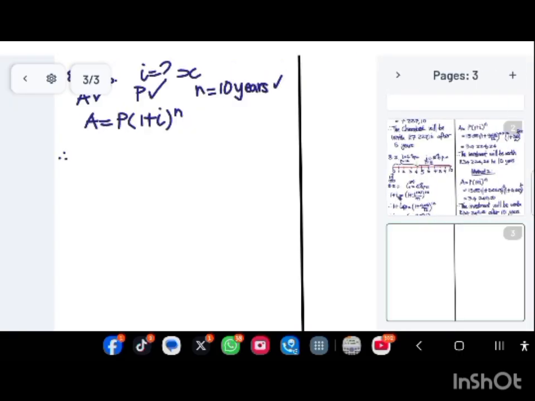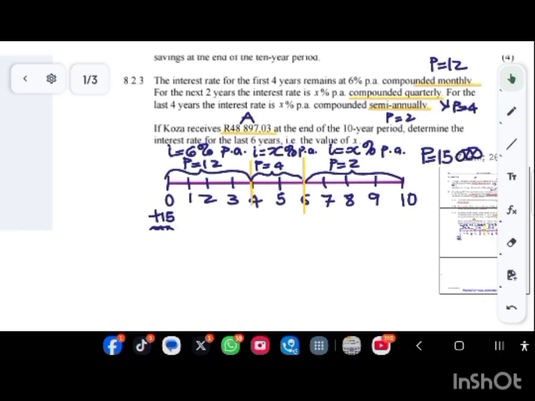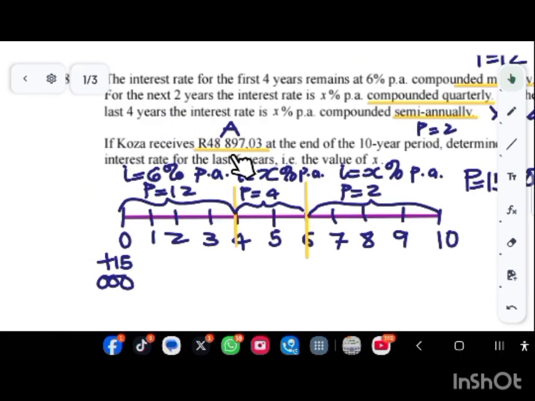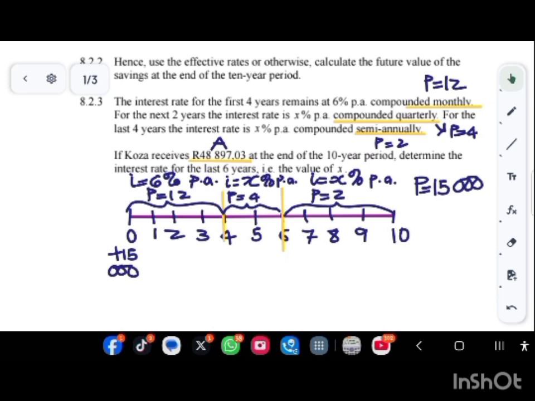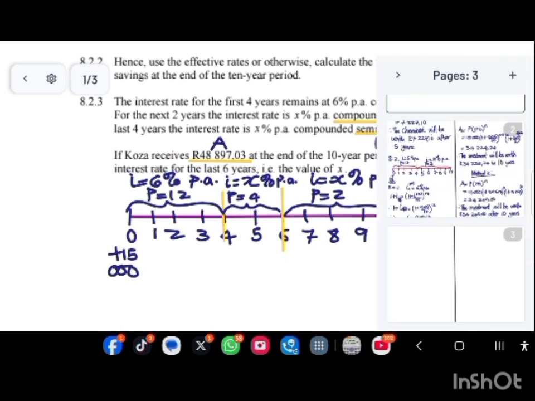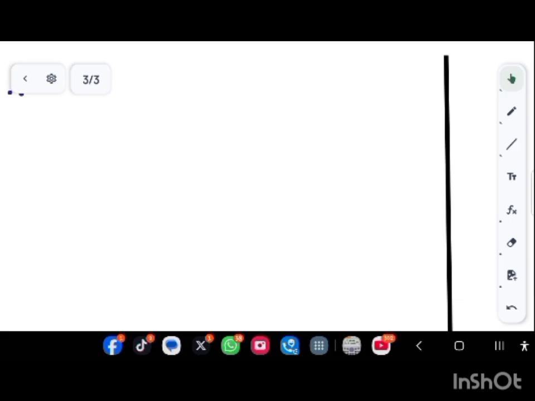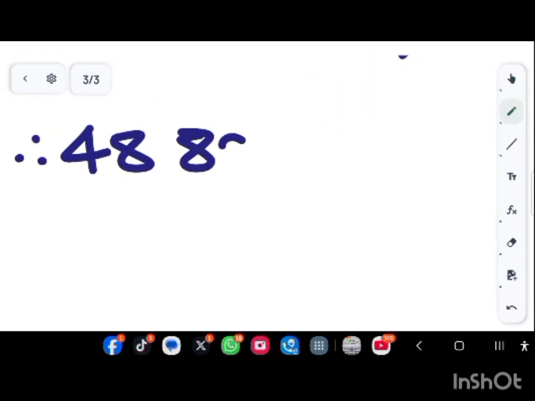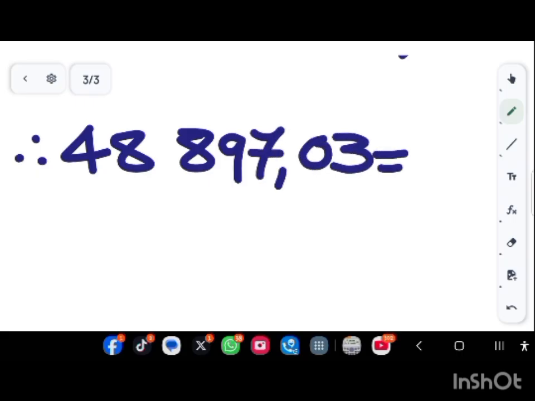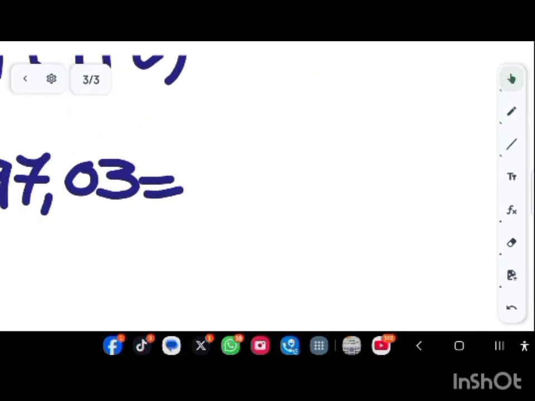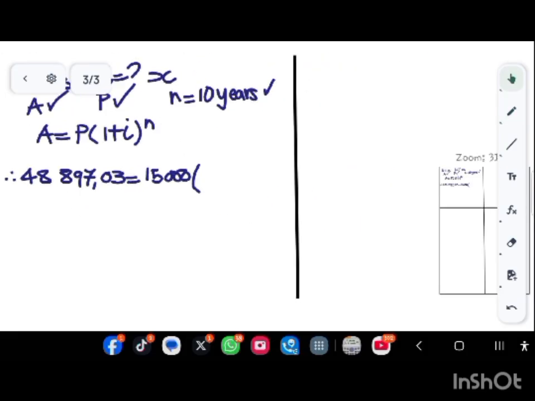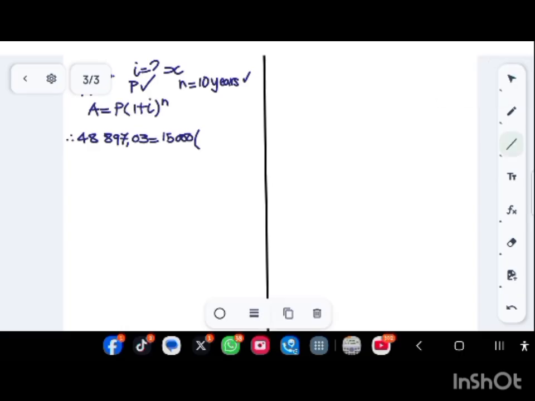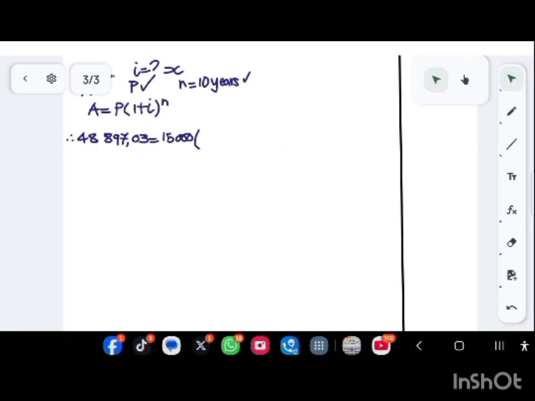So therefore, let's use the final amount. We've got the final amount given to us. That is 48,897 and 3 cents. That is equal to P, which is 15,000. This 15,000 is subjected to this interest rate. Let me remove this, I'll take this to the far right.